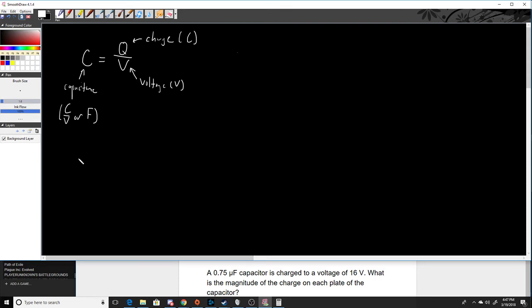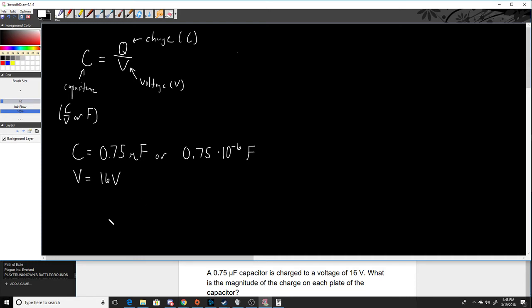So microfarads, that's giving me capacitance. So that is 0.75 microfarads. Chances are I'm not going to be able to leave it in microfarads, so let's go ahead and convert that. Micro means times 10 to the negative 6 farads. So that capacitor is charged to a voltage of 16 volts. So V is equal to 16 volts.